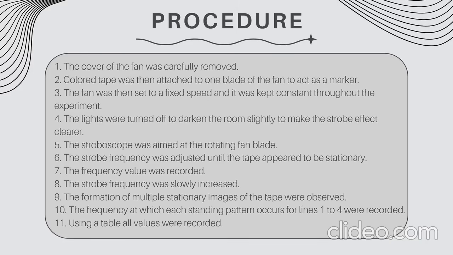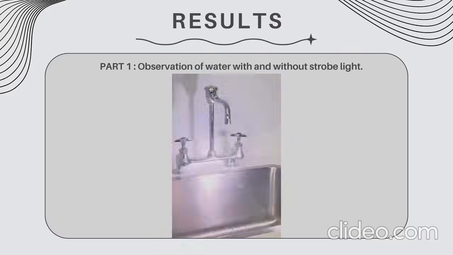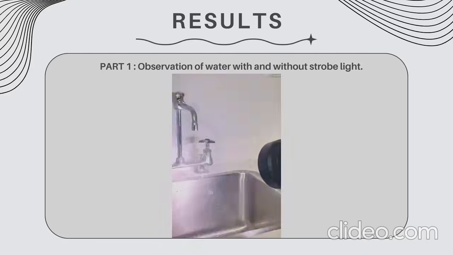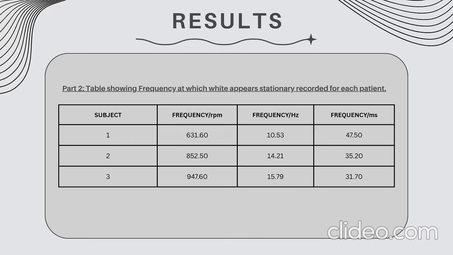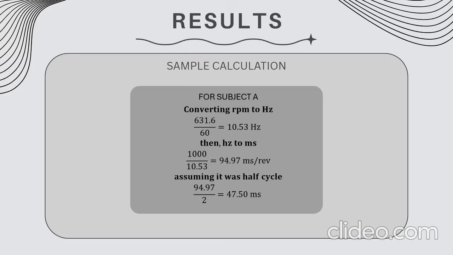All these values were recorded using a table. The result for part 1 is a video on the observation of water with and without the strobe light. For part 2 of the experiment, the frequency at which the white line appears stationary was recorded and converted to milliseconds. For subject 1, the value was 47.5 milliseconds. For subject 2, it was 35.2 milliseconds, and subject 3, it was 31.7 milliseconds.